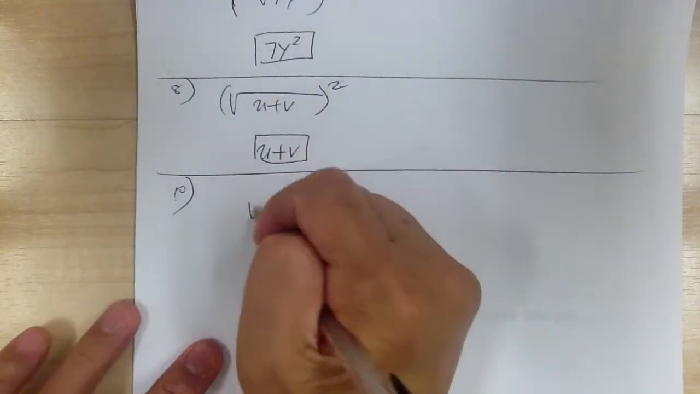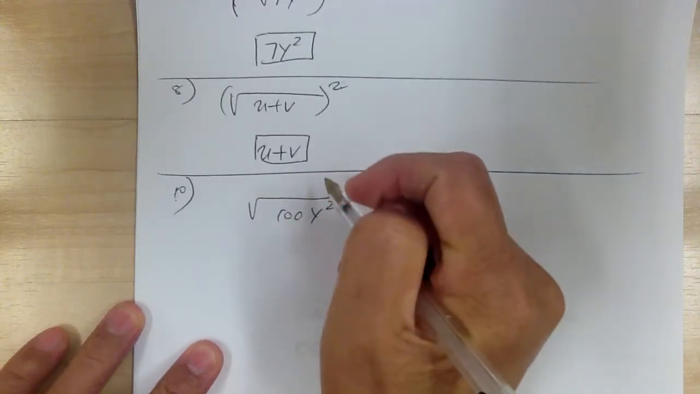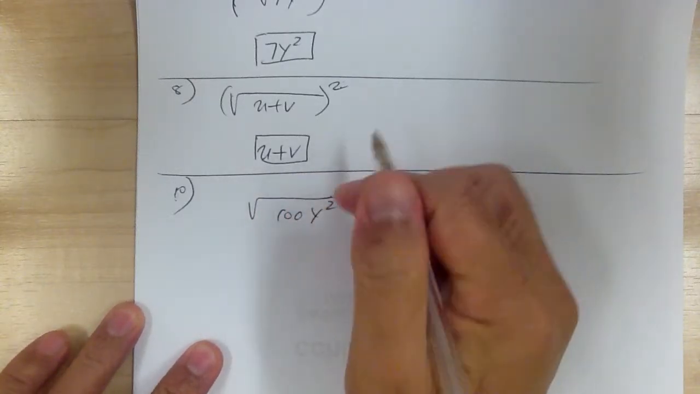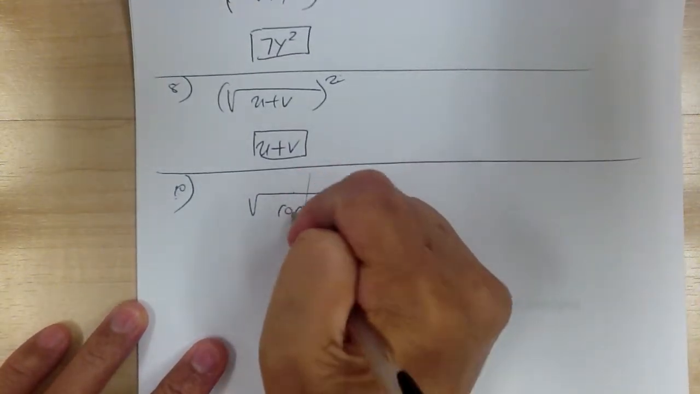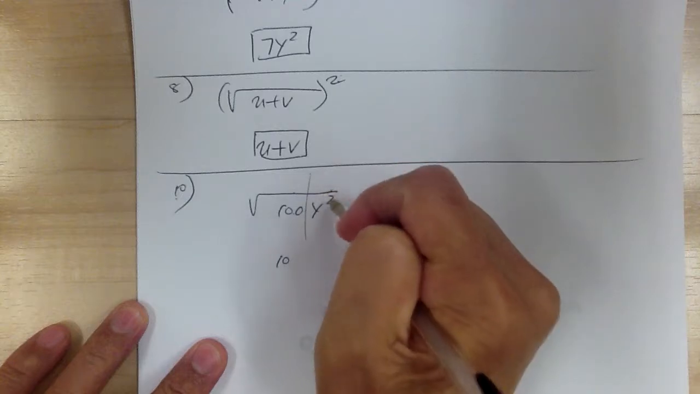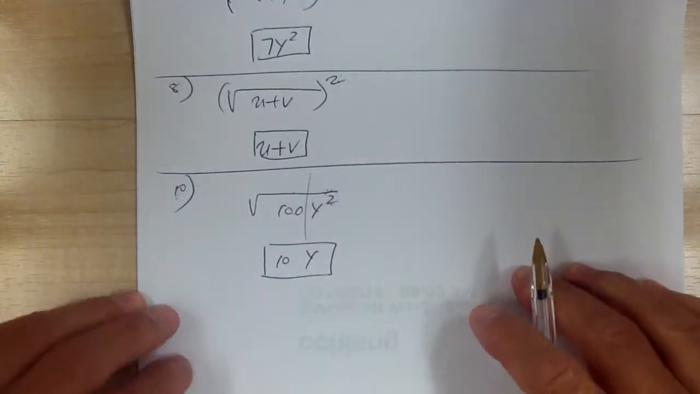You have a square root of 100y squared. So this one does not have parentheses, so you have to simplify each part. You can divide into 2 parts. So square root of 100 is 10. Square root of y squared will cancel out, so it would be y. And so number 10 would be 10y.